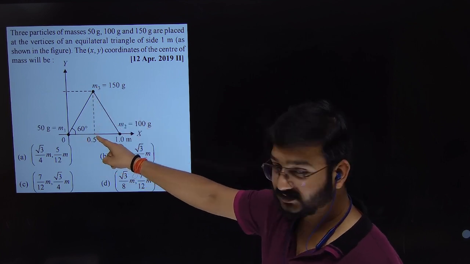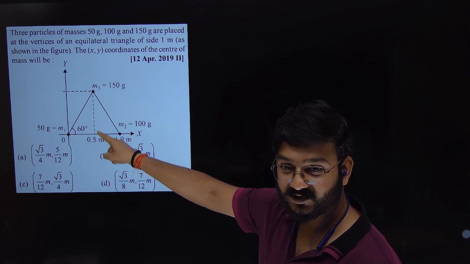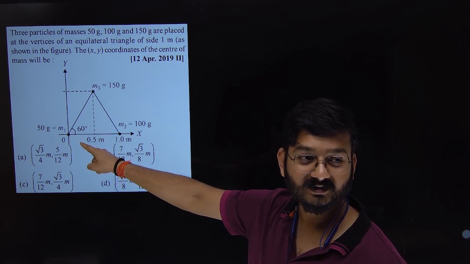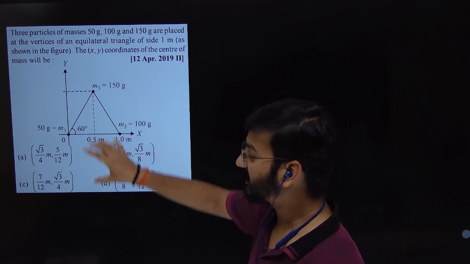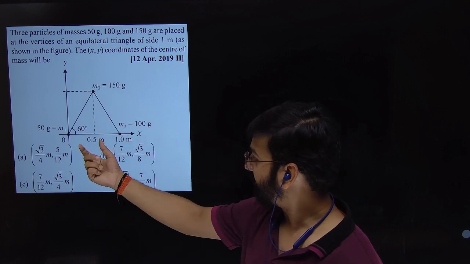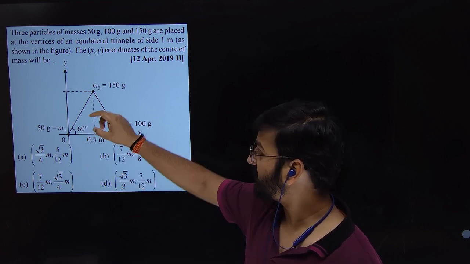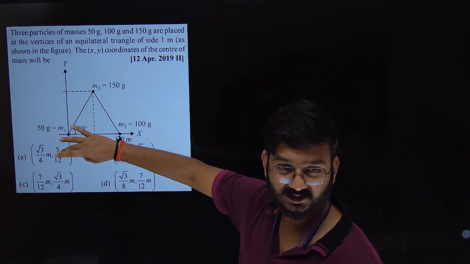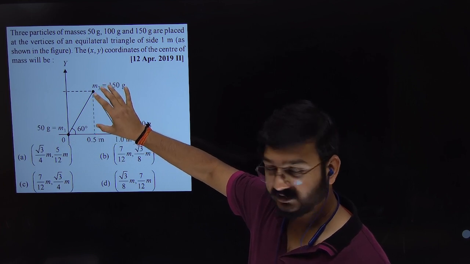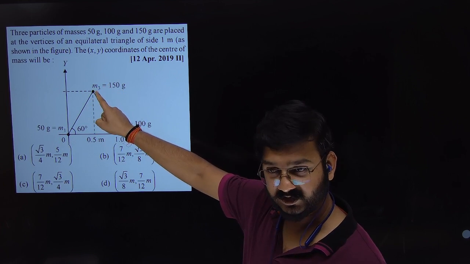X coordinate is how much? 0.5. How will you find Y coordinate? Trigonometry. Basically the height. Base is how much? 0.5. So you will use what? Tan 60 equals perpendicular by base. So will you get the height? Yes. That height will be the Y coordinate.